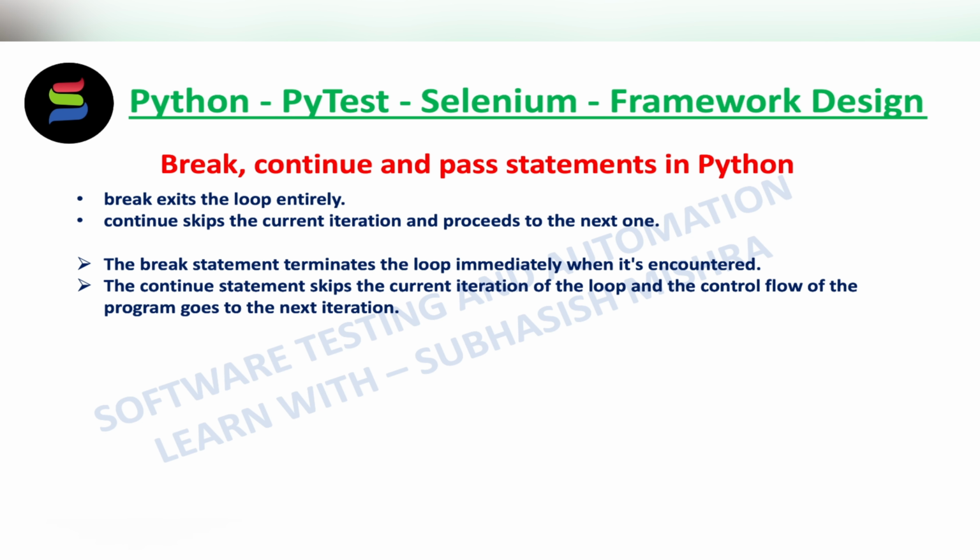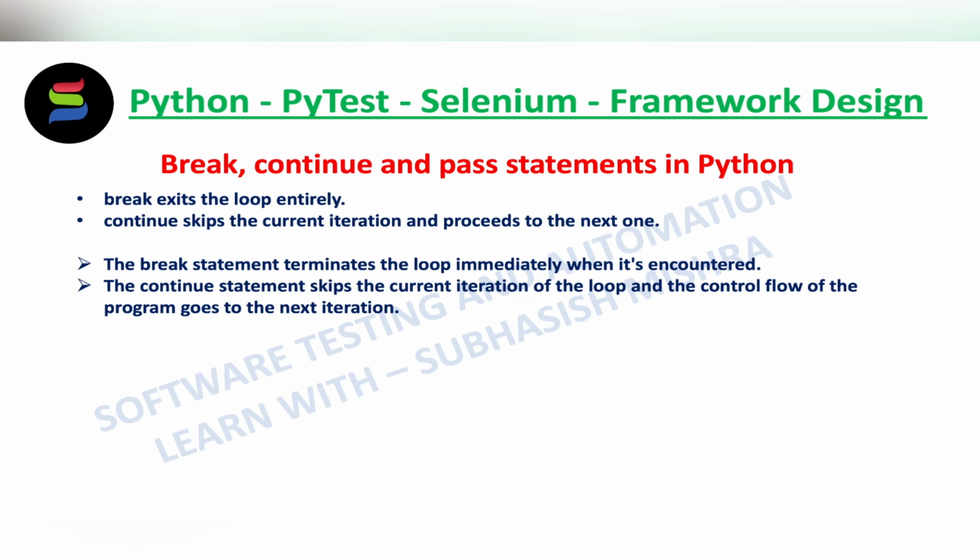But sometimes a condition may arise where we want to exit the loop completely or skip an iteration. In that case we can use loop control statements, that is break and continue. These loop control statements change execution from their normal sequence. Let us see how it works. First of all, break exits the loop entirely, whereas continue skips the current iteration and proceeds to the next one. Let me show you with an example so you can understand it very clearly.